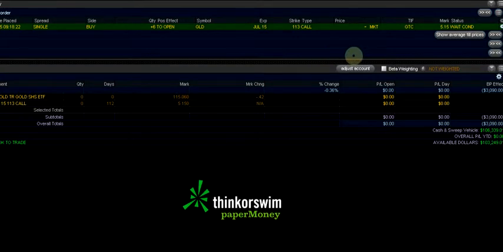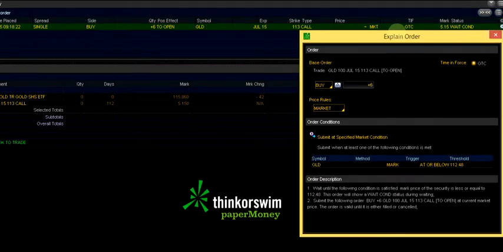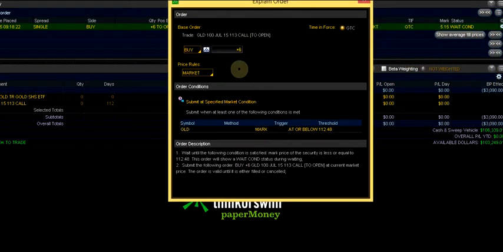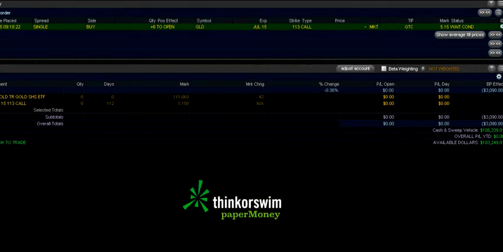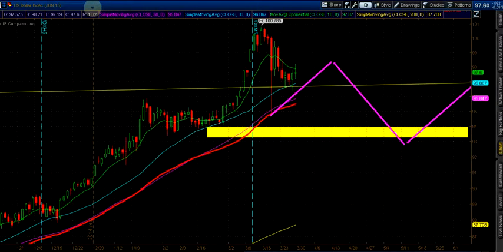And if you look up here, got that line on my screen. If you can look up here, it shows that. Let me show you what the order looks like. What it's saying is I want to buy at the market when gold is at or below 112.48. Okay. Now this is GLD. This is not the actual gold. So GLD, we'll pull up GLD and look real quick.